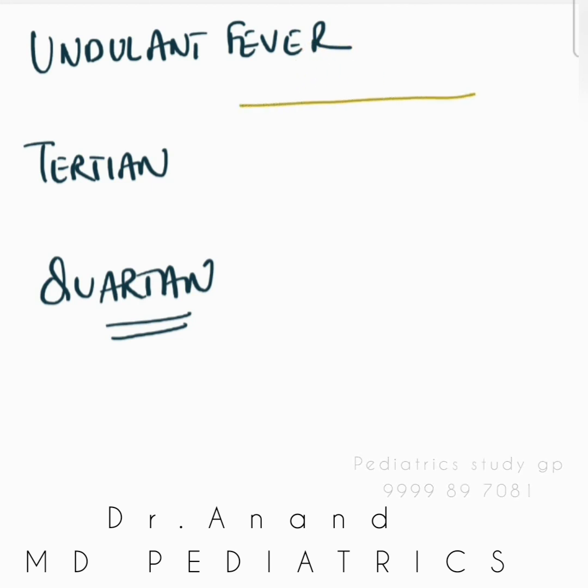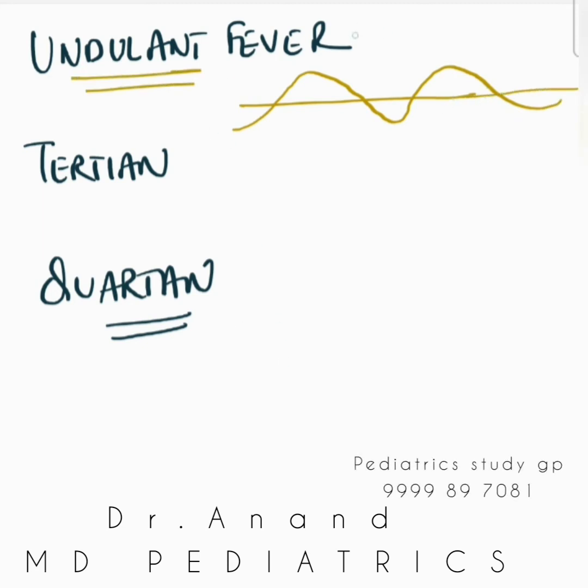I'll just make a diagram. See this one, this wave. My drawing is not that great, but still I'm trying. So undulant fever, the fever rises and falls like a wave. The example is brucellosis. In a condition of brucellosis, you see the undulant fever. Okay, are you understanding? Then what else?